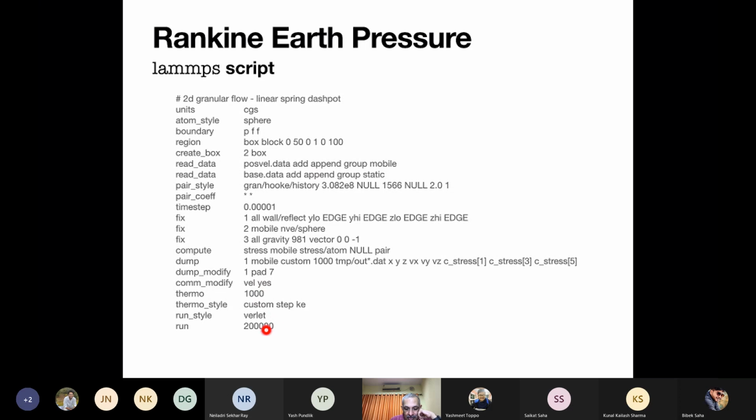And then of course we run it for 200,000 steps, so it has to settle and completely become static.